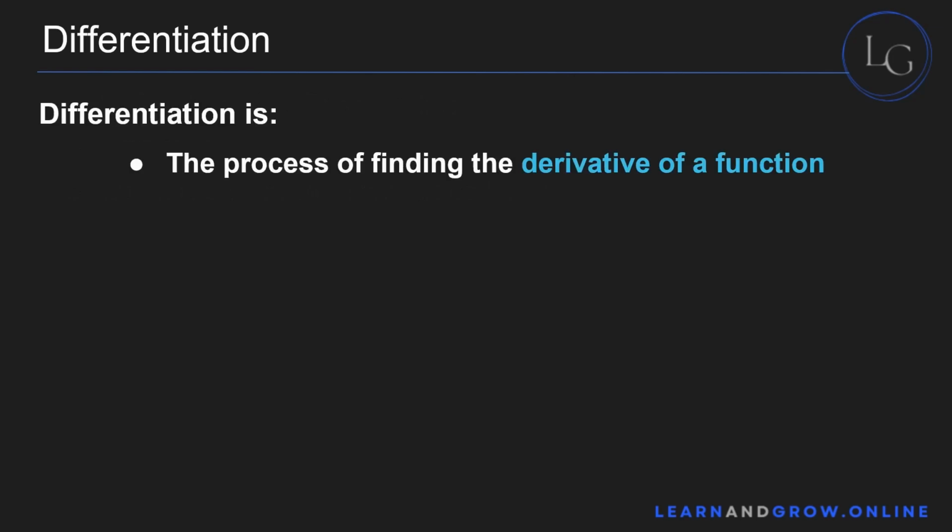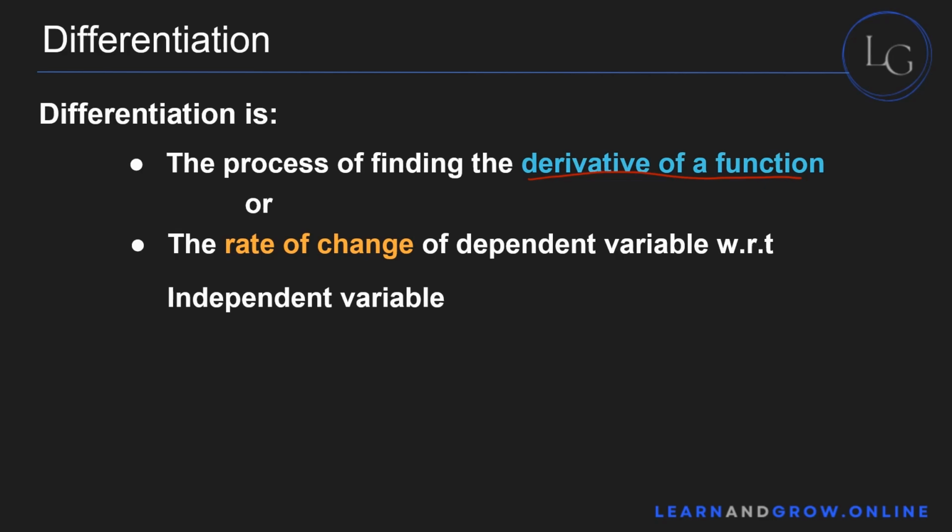So basically, differentiation is the process of finding the derivative. We'll basically find the derivative of a function, but that's just a bit confusing. What the derivative of a function basically means is that we'll find the rate of change of a dependent variable with regards to an independent variable. So for example, if you have y as your dependent variable, you'll find its rate of change with respect to the change in x, which is the independent variable.